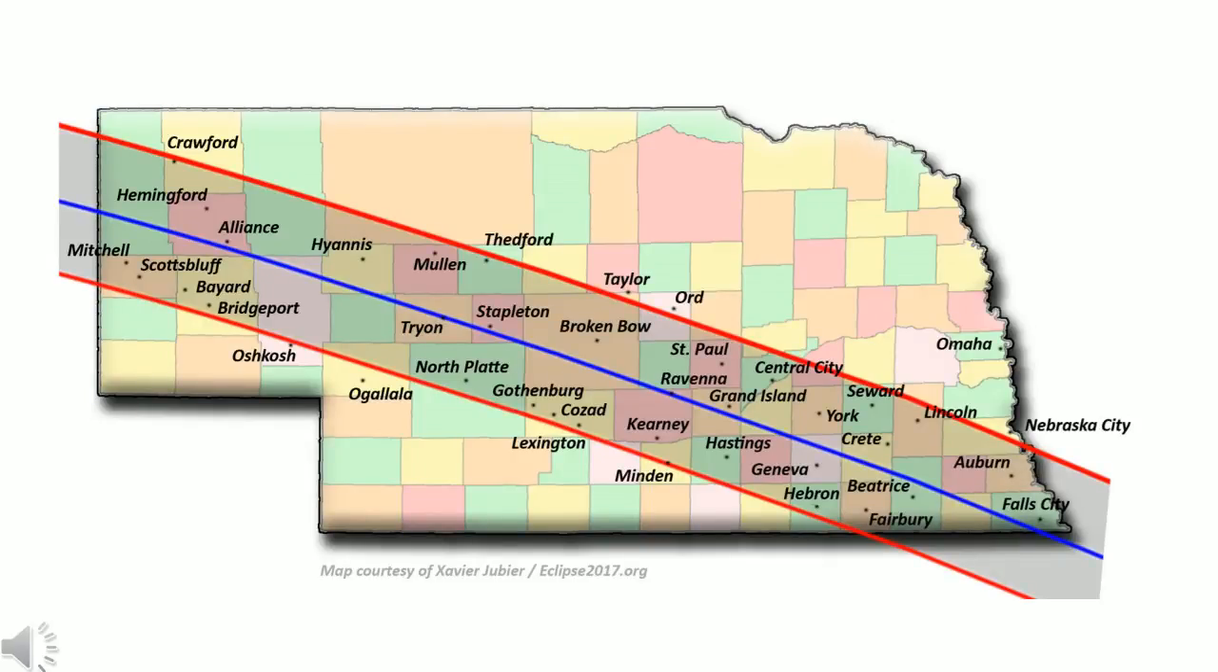And here's a close-up map of Nebraska, showing even more detail as to what parts of Nebraska will be within the path of totality. Here's Grand Island. Lincoln is just within the path. Hemingford, Alliance, Scotts Bluff.